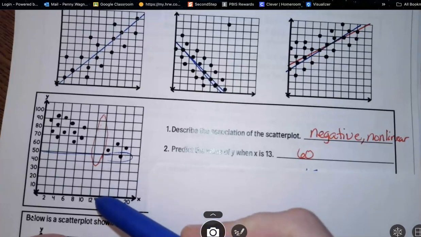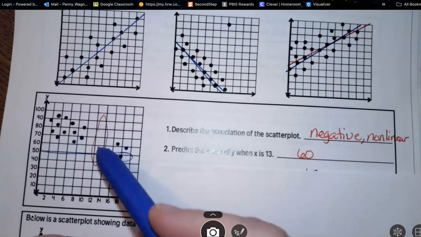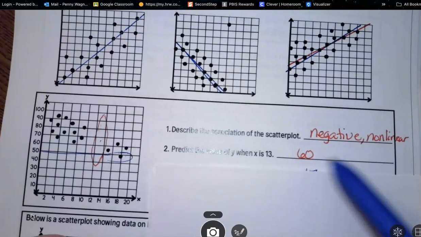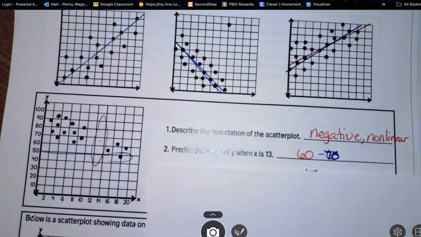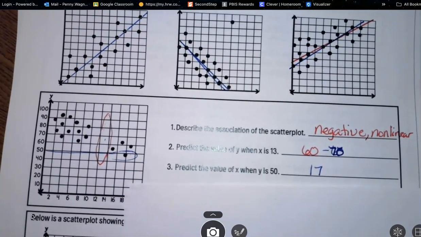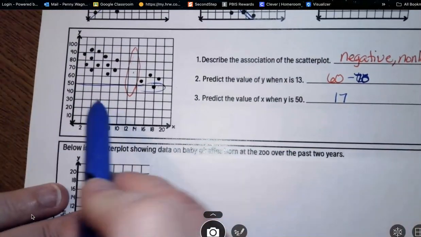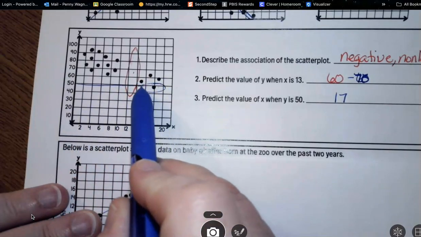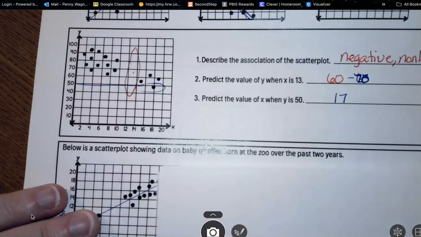If I come over here to where x is 13 and I come up anywhere in this red zone, I would expect to find a point. And I kind of went with what's right in through here. So it's about 60, 65. So anywhere between 60 and 70 is probably what we would find. Okay. Then they want us to predict the x when y is 50. So if I come over here and I look at my y is 50, and I come over to about where we would see the others, we can figure that then my x is probably going to be around 17. Okay.